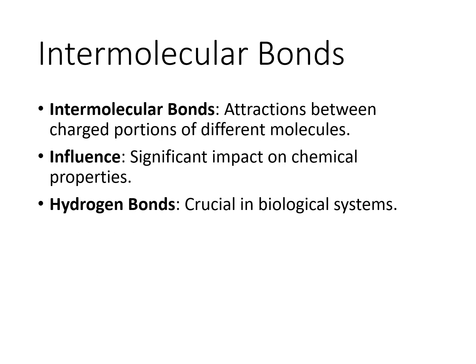There are also intermolecular bonds, attractions between charged regions of different molecules. While not as strong as intramolecular bonds, they have a major influence on a substance's chemical behavior. One of the most important types is the hydrogen bond, which gives water its unique properties. Hydrogen bonds also play a key role in maintaining the stability of biological molecules like proteins and DNA.